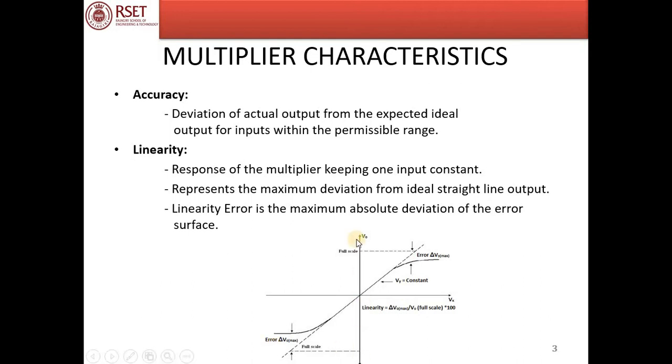This is the graph transfer curve. Vx, which is the changing input voltage, is plotted along the x-axis and the output is plotted along y-axis. The other input Vy is kept a constant. So you expect the output to be on this straight line, but you get a curve like this. So this maximum deviation is the linearity error. Maximum deviation of the actual output from the straight line ideal expected output is called linearity error.